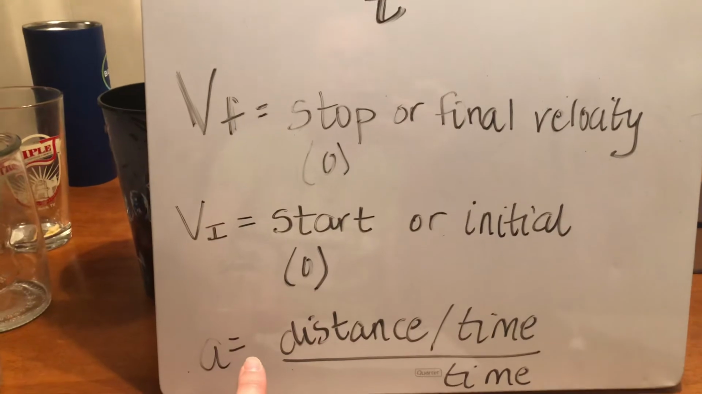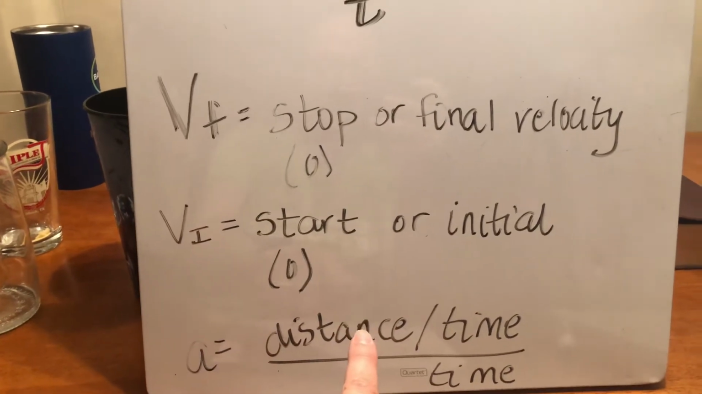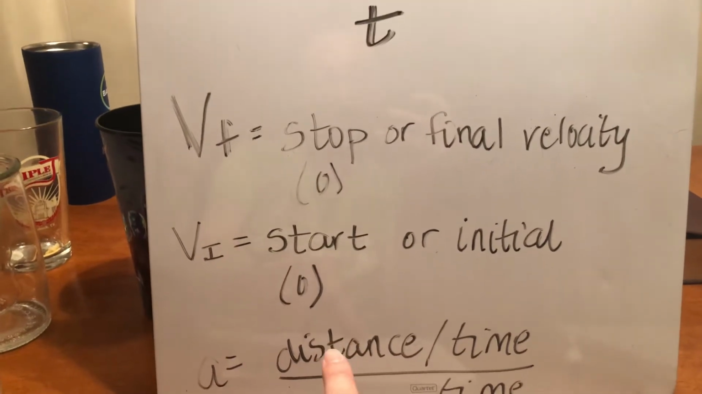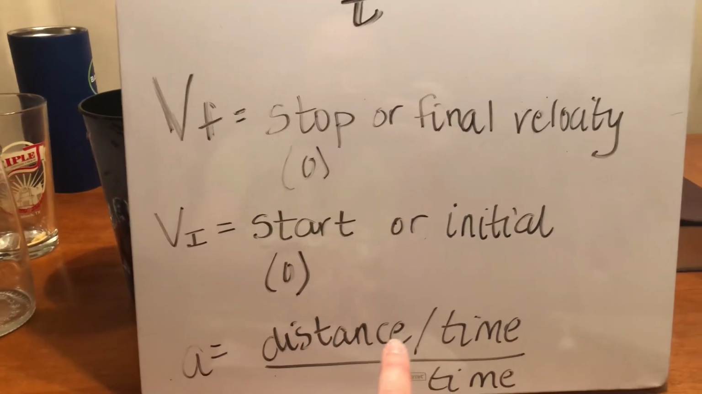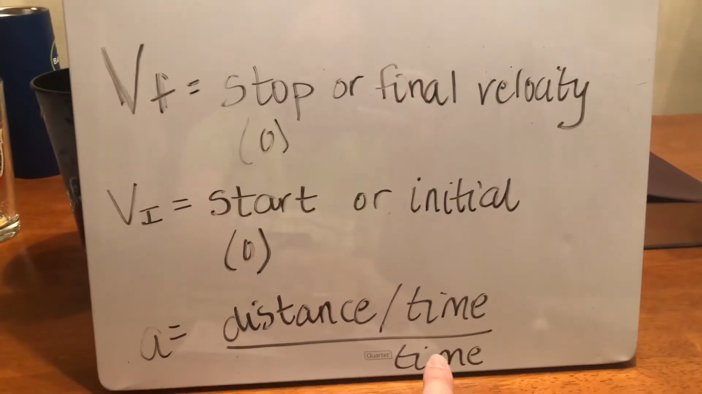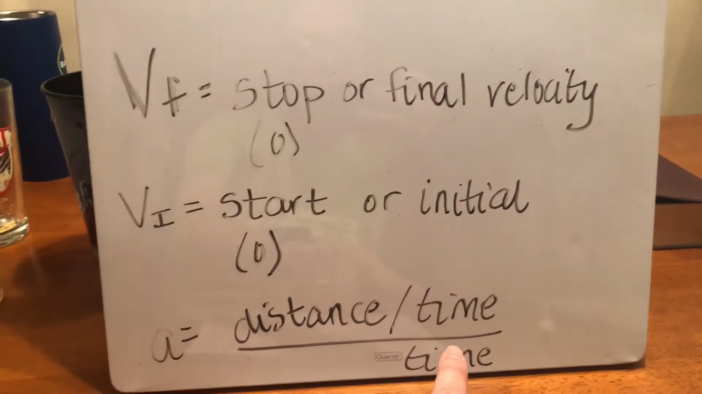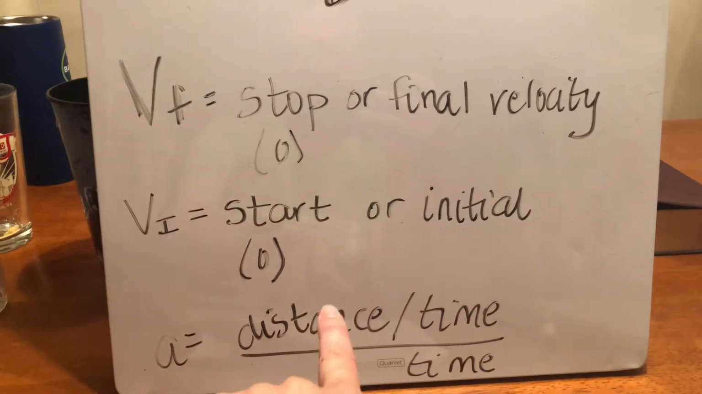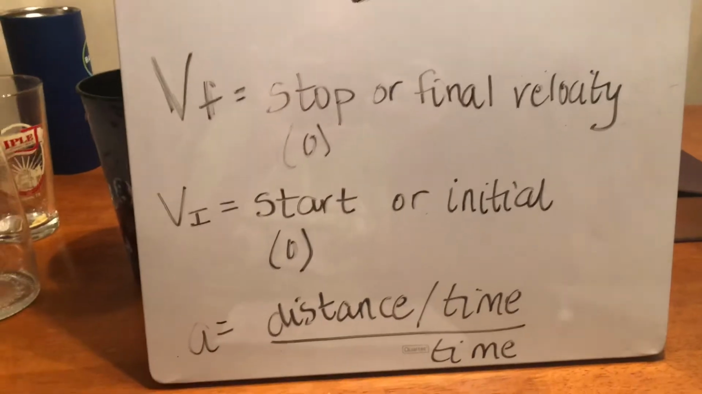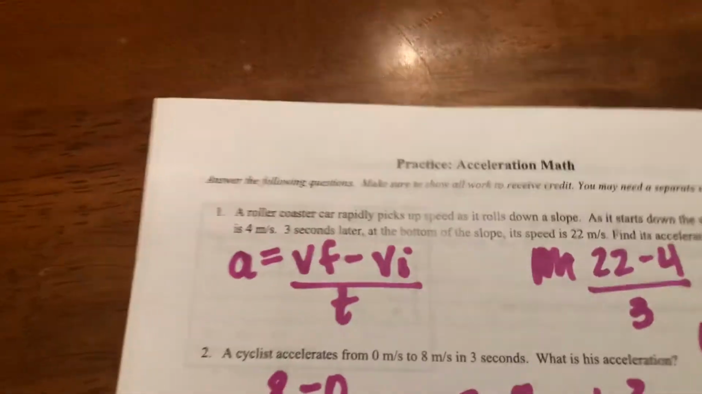Acceleration, when you write the units, is a distance, which can be meters, miles, kilometers, just any distance, divided by time, usually seconds, hours, or minutes. So you're going to get meters per second squared. Okay? All right, let's move on down to my paper.